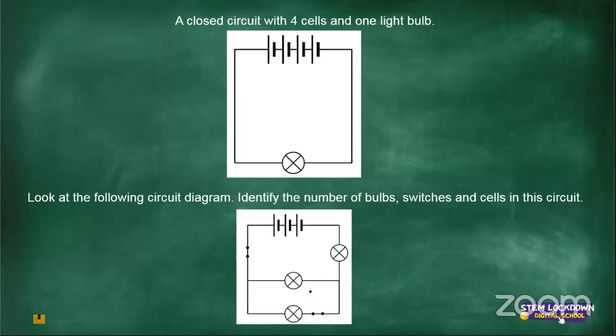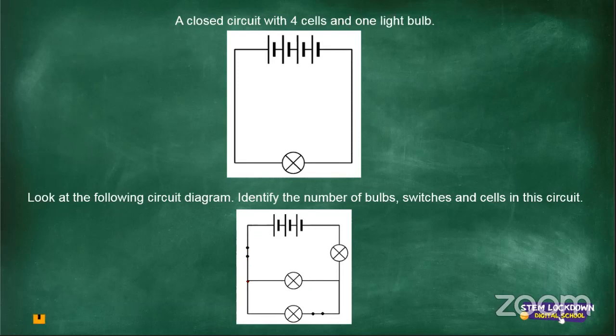Ma'am, if one switch is on and one switch is off, will the circuit still operate properly, or will there not be a transfer of energy?